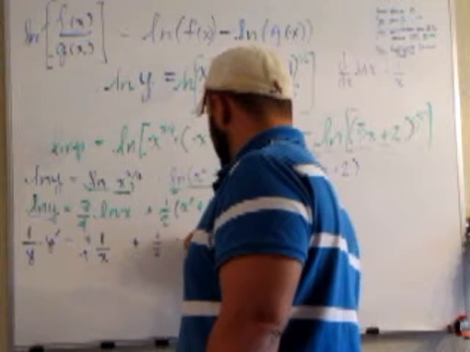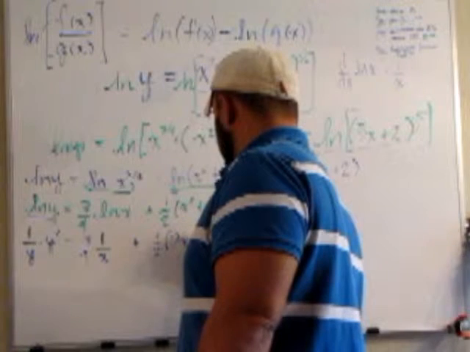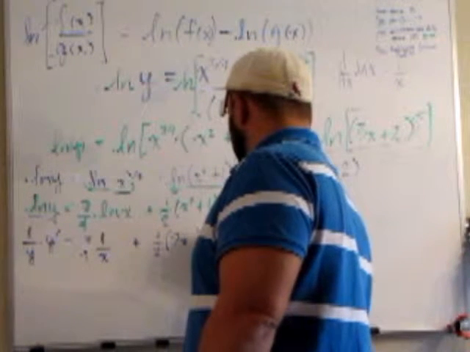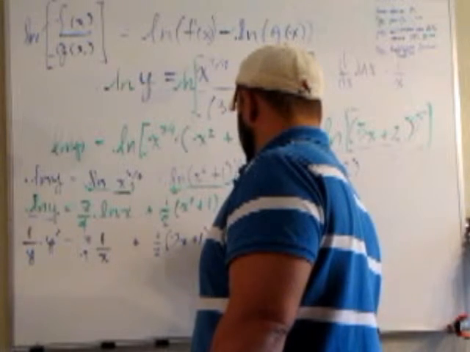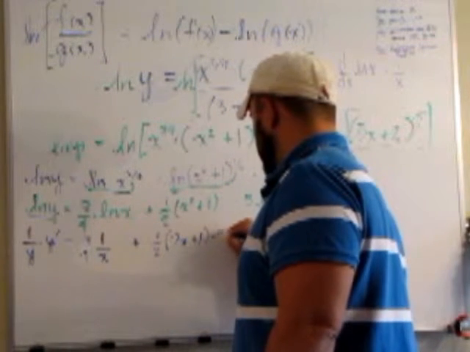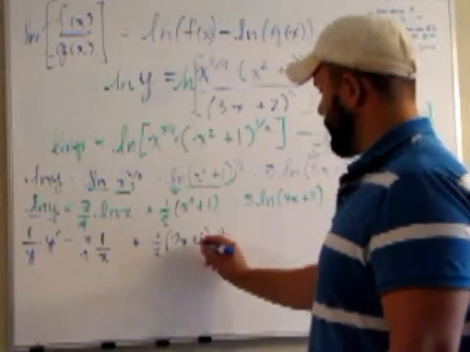1/2 times 2x, plus 1. We can make it times 2, because the derivative of the inside is 2.